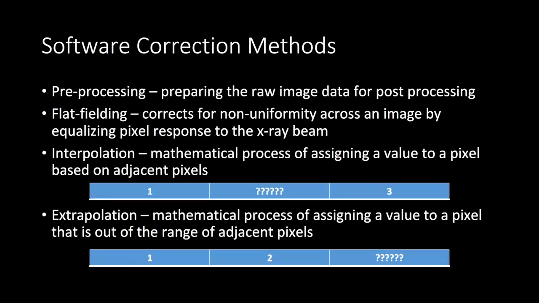Software correction methods are techniques that compensate for errors such as pixel dropout. This occurs during pre-processing with the raw data prior to the post-processing for display. These techniques include flat fielding, which corrects for non-uniformity across an image by equalizing pixel response to the X-ray beam. Following that, there is interpolation, which is a mathematical process of assigning a value to a pixel based on adjacent pixels. And then there is extrapolation, which is a mathematical process of assigning a value to a pixel that is out of the range of adjacent pixels.